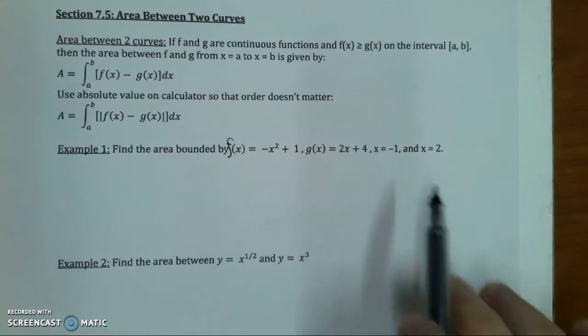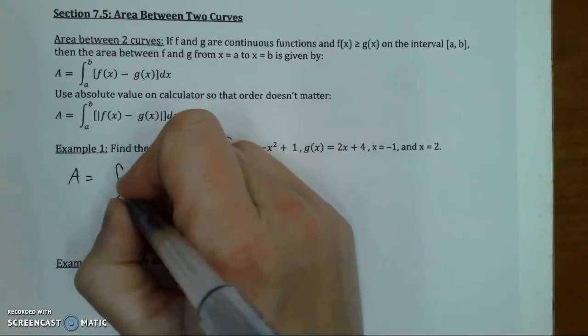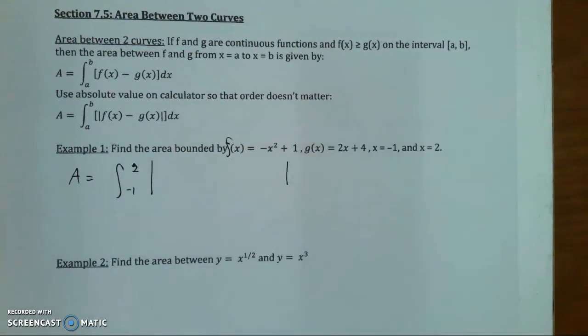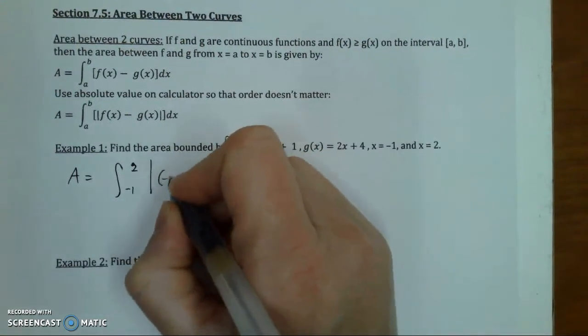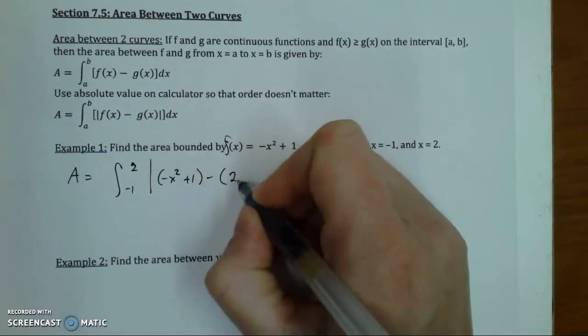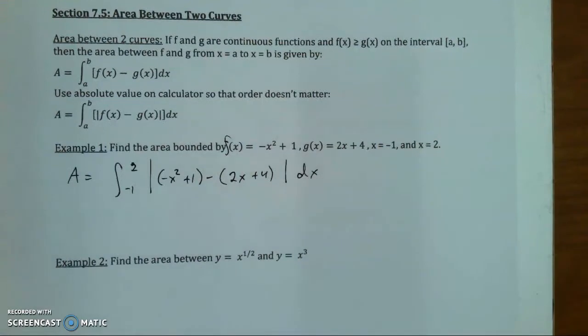So here we've got our two functions and the two bounds. So let's put in our bounds. We're going from -1 to 2. Now I'm going to put those absolute value signs in right away because I'm planning to use my calculator. So that means it does not matter which function I type in first. And then we've got dx.